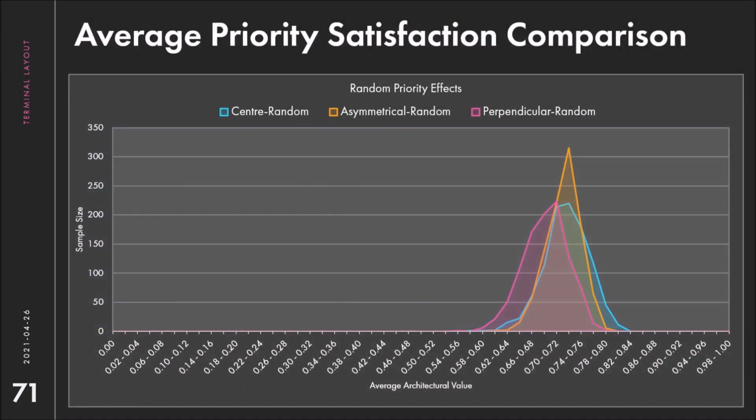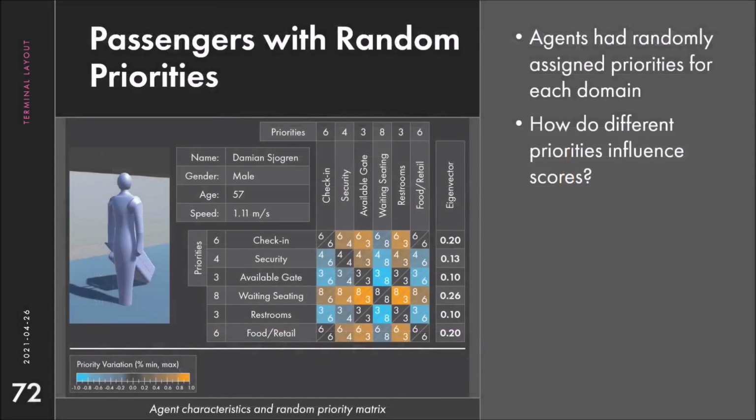So, after testing hundreds of passengers, their scores can be used to create a probability distribution of values based on interaction and priority fulfillment. As you can see, distributions are actually quite similar, averaging roughly around the mid-70s. Although the center layout in blue did have a slightly better distribution, followed closely by the asymmetrical in orange, and then perpendicular in pink. For those tests, passengers were assigned random priorities, which means that each domain was given a random value from 1 to 9.